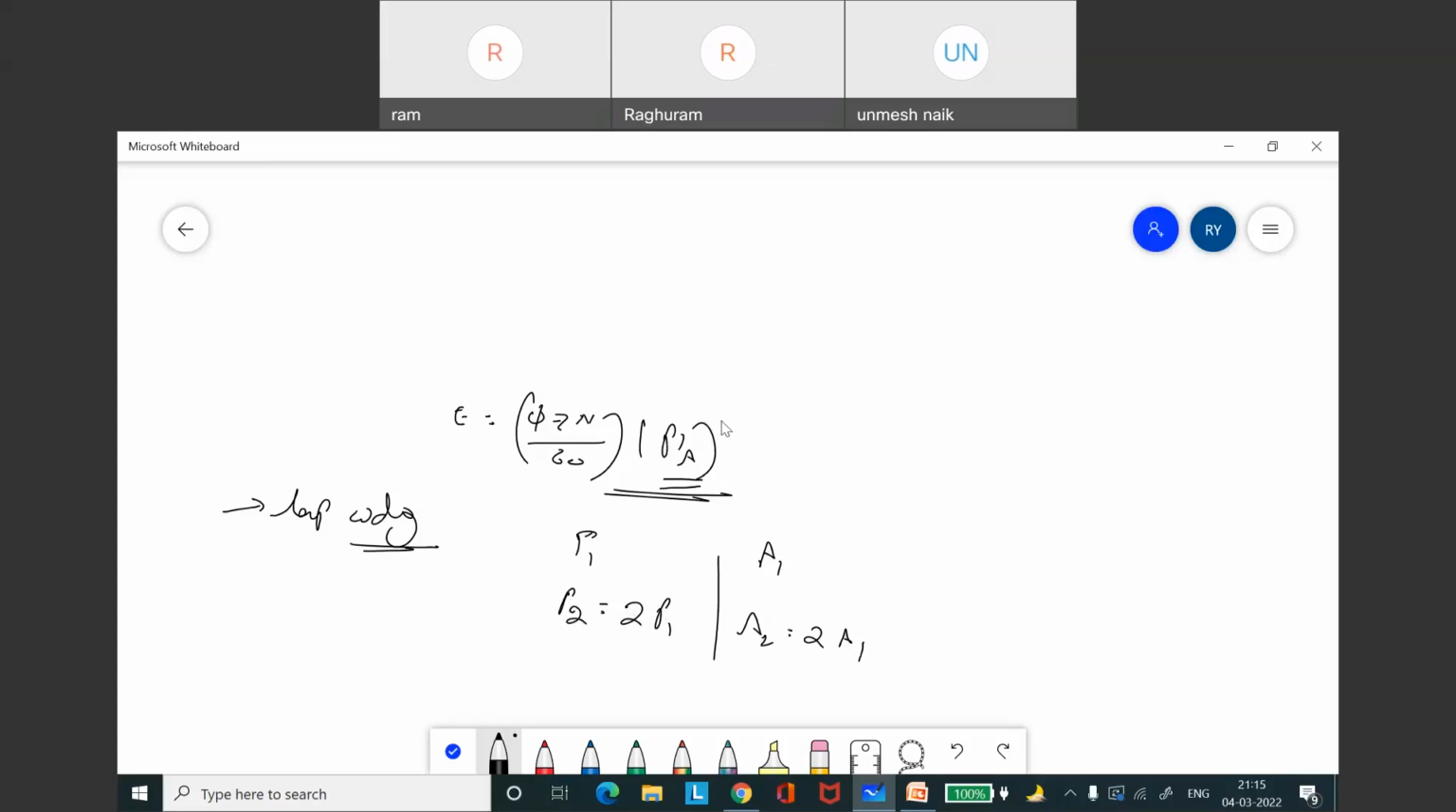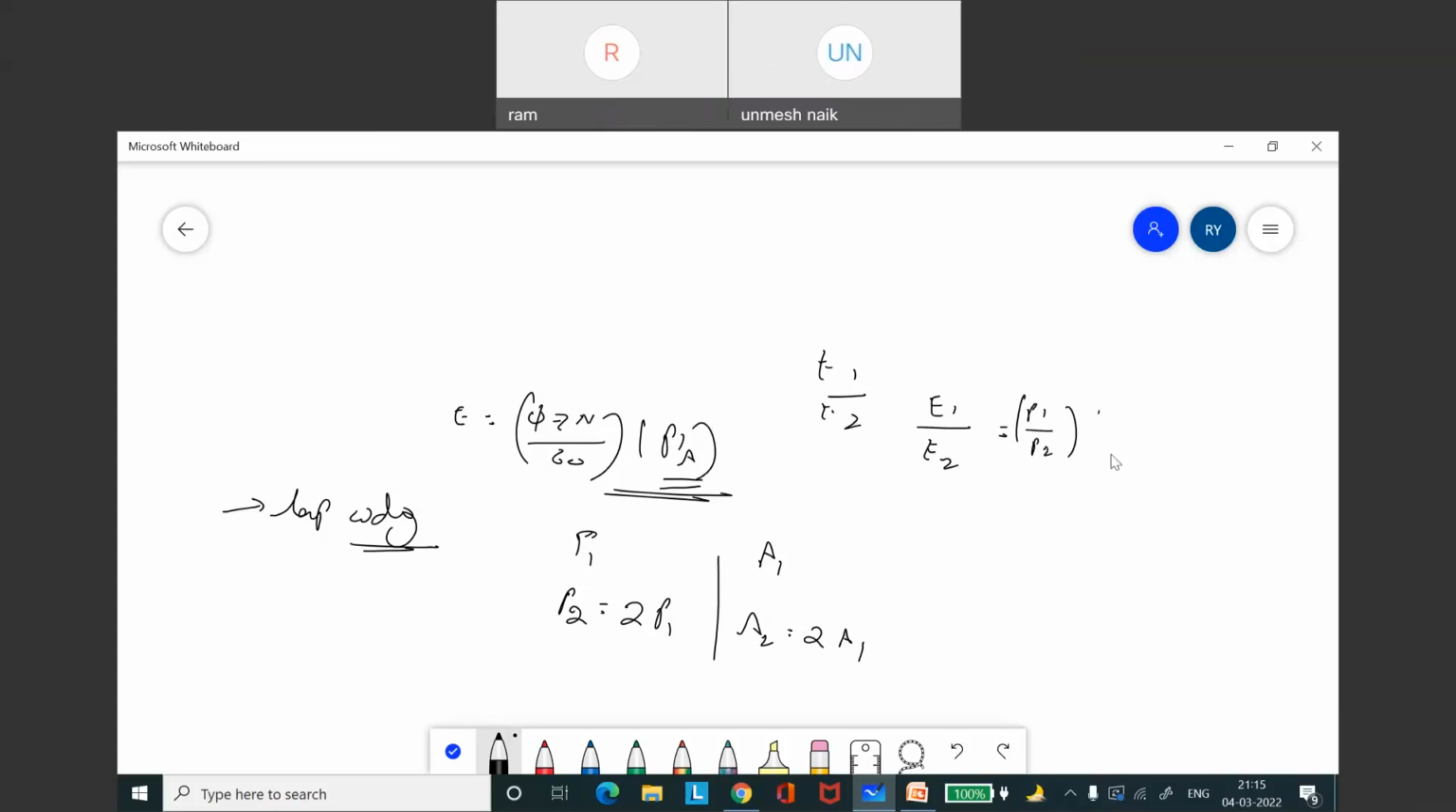So if we substitute here, E1 by E2 equals P1 by A1 over P2 by A2. Here we have 1 by 2 and here 2, so they cancel. E2 equals E1, so it won't change.